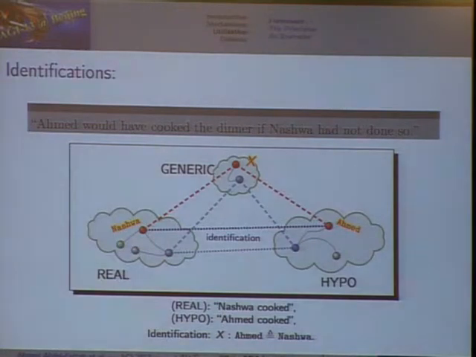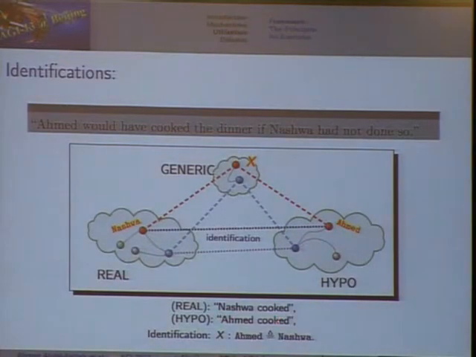So, for example, if you have something like "Ahmed would have cooked the dinner if Nashwa had not done so." So you have two worlds, the source and the target, or the real and the hypothetical world. And now in one of them Nashwa cooked, and in another Ahmed cooked. So these items are playing the same role. If you use the analogy engine, you can identify them in a generic space with this X. So Ahmed and Nashwa play the same role for the hypothetical and the real world.